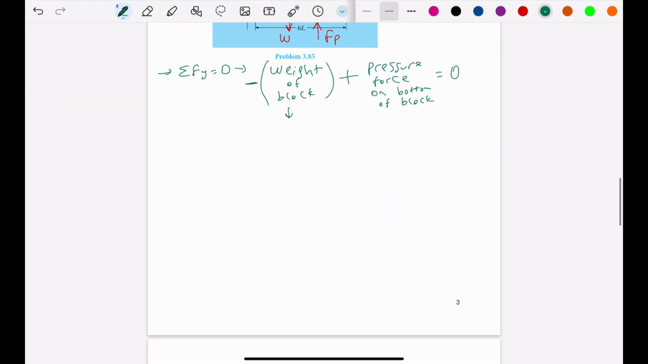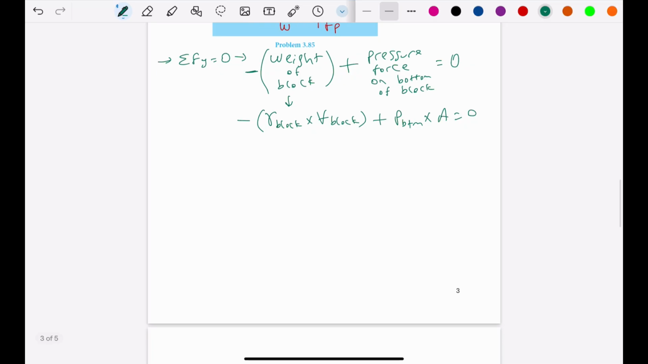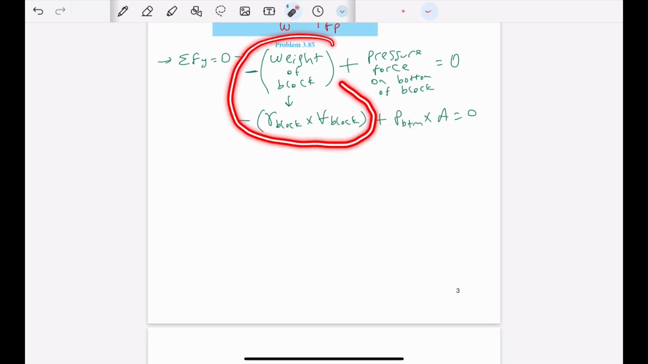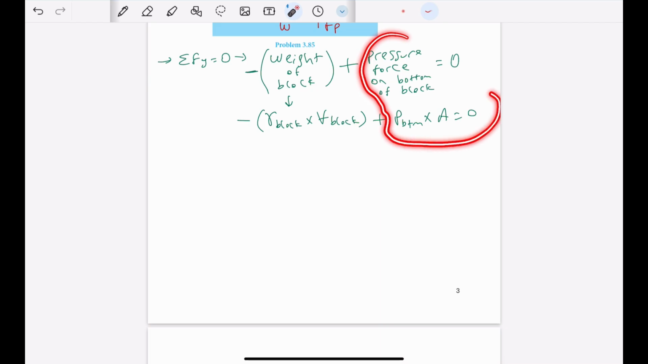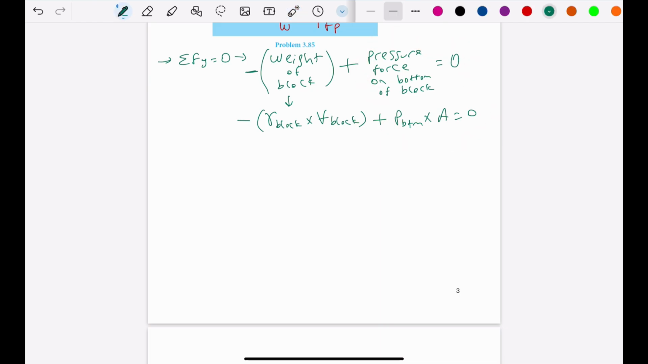For the weight, we can use the specific weight of the block times volume, plus pressure at the bottom times area equal to zero. So we have the weight of the block and we have the pressure force on the bottom of the block. So let's go with the first one.